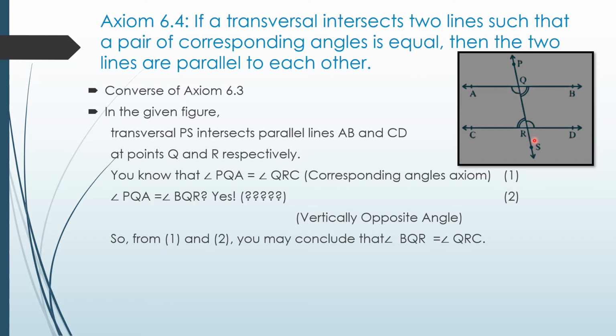It is alternate interior angles. Now if these two angles are equal, then we can also similarly show that AQR would be equal to QRD. And when alternate interior angles are equal, that means the lines would be parallel. So here we understood that if a transversal intersects two lines such that a corresponding angle is equal, then the two lines are parallel to each other. Now this result can be stated as a theorem.